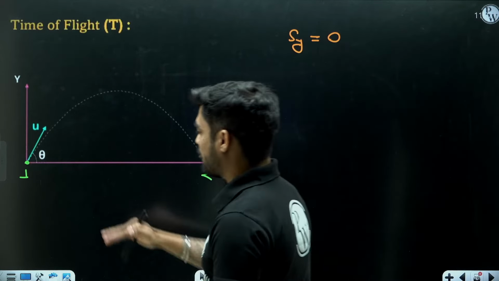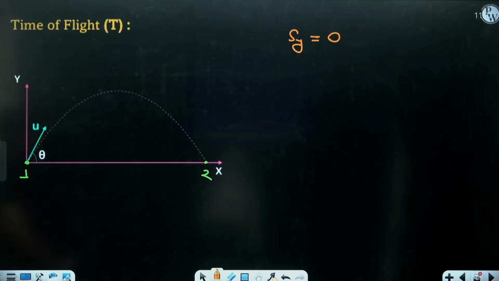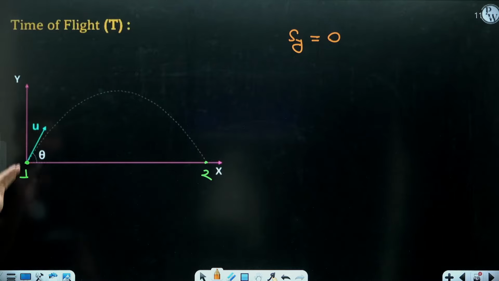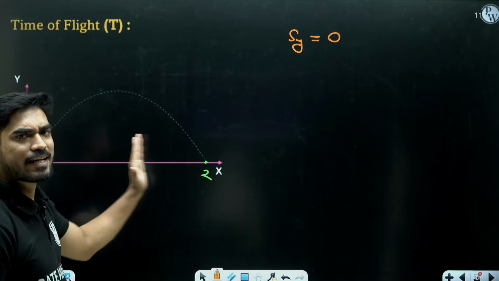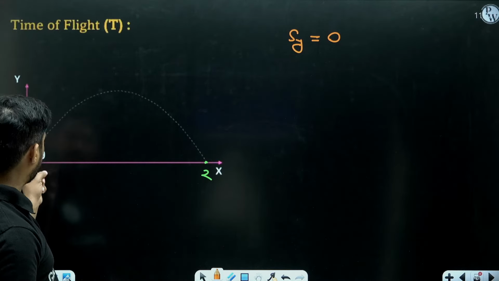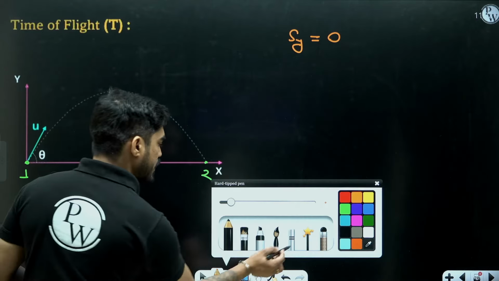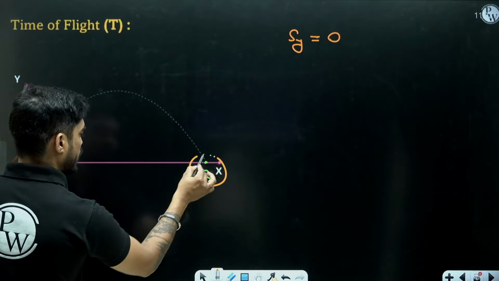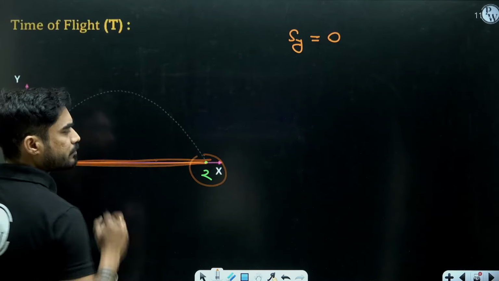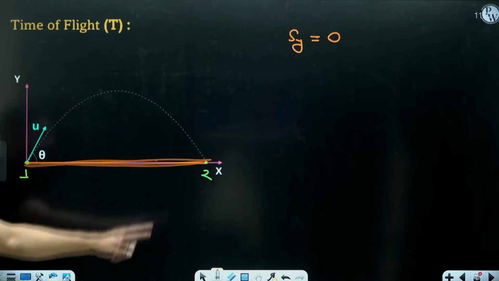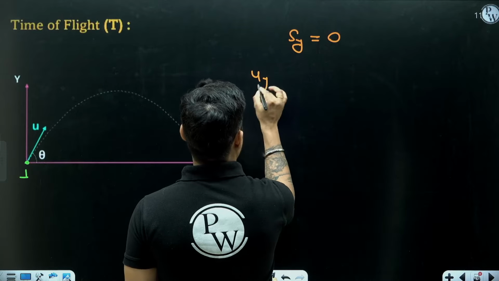1 and 2 both are on the ground. So displacement in y is 0, right? If I consider this point and this point, there is displacement in x, but displacement in y is 0. Now don't say that, sir, initially it went up, then it came down. I am saying that this is the initial position, this is the final position. What is the distance between them in y direction? 0. Now put the equation of motion here.